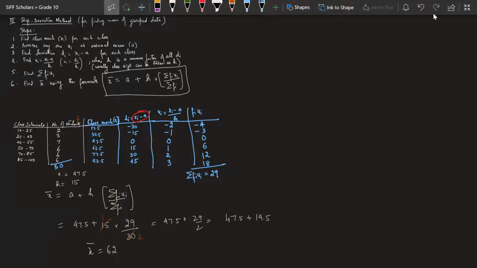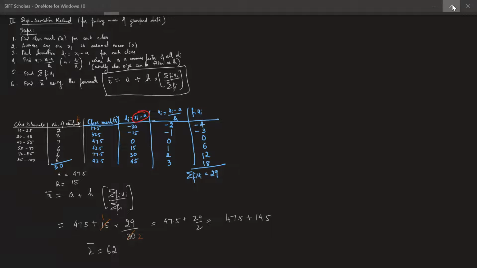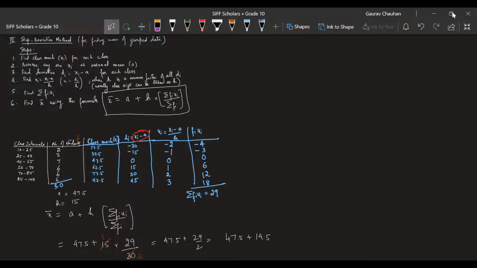Is my screen not visible? It is visible. Okay.